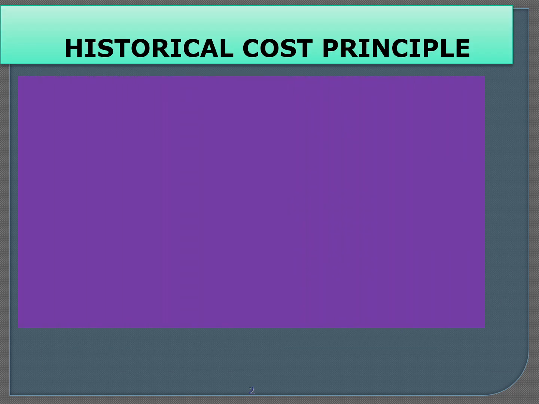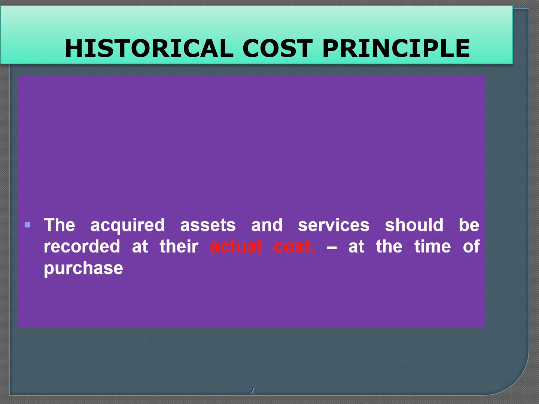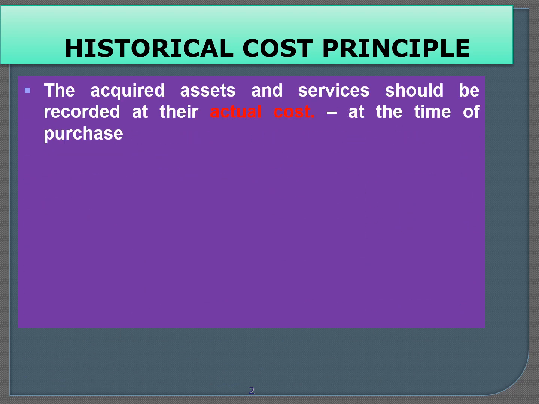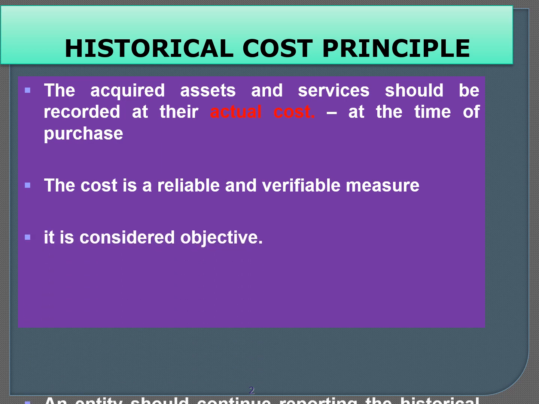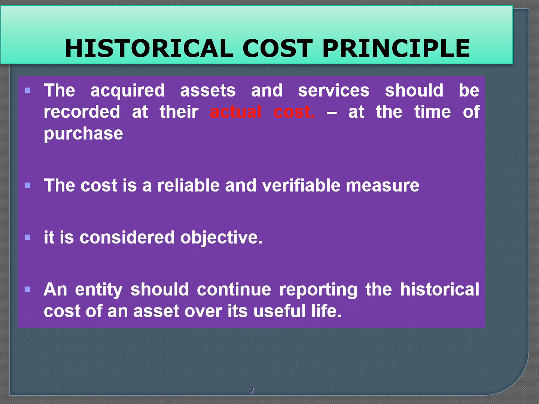What is the historical cost principle? The acquired assets and services should be recorded at their actual cost at the time of purchase. The cost is a reliable and verifiable measure. It is considered objective. An entity should continue reporting the historical cost of an asset over its useful life.